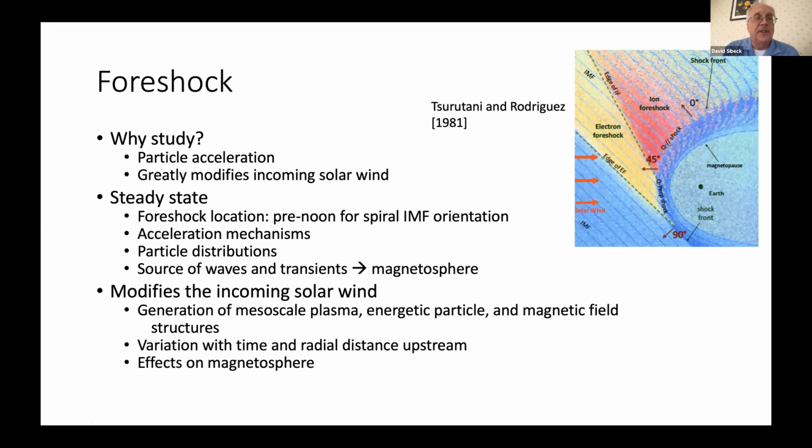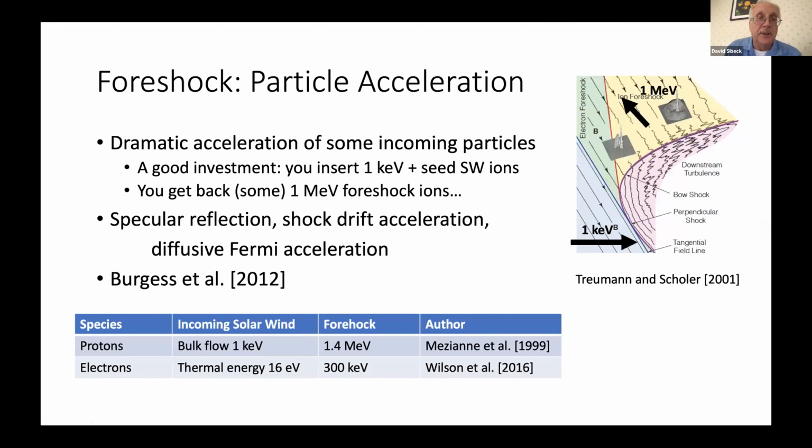Where is it usually for steady state? For spiral IMF orientation, it's usually upstream of the dawn magnetopause. We're going to look a little bit at particle distributions in the foreshock and the waves that are generated there. And we're going to talk a bit about how it modifies the incoming solar wind. So here we go. Particle acceleration in the foreshock. It might be a good investment for you. You stick in 1 keV solar wind ions, or perhaps a little bit higher energy ones, as seed population, and out pop back up to 1 MeV, maybe even greater energized foreshock ions.